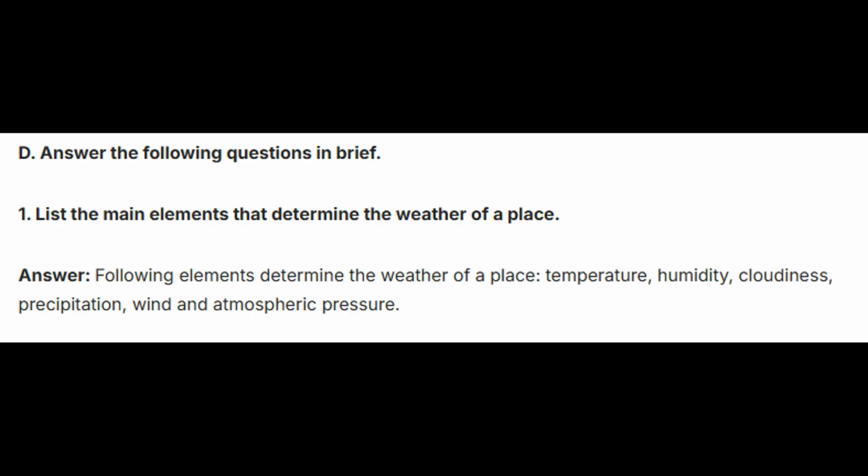D. Answer the following questions in brief. First, list the main elements that determine the weather of a place. Answer. Following elements determine the weather of a place: temperature, humidity, cloudiness, precipitation, wind, and atmospheric pressure.